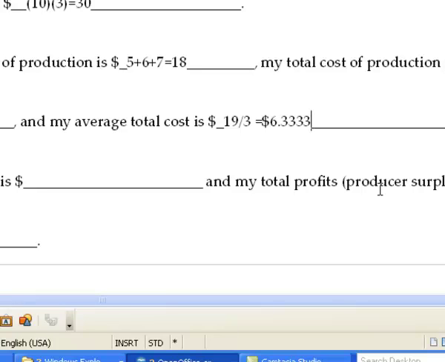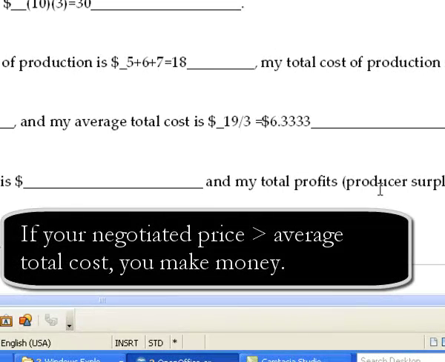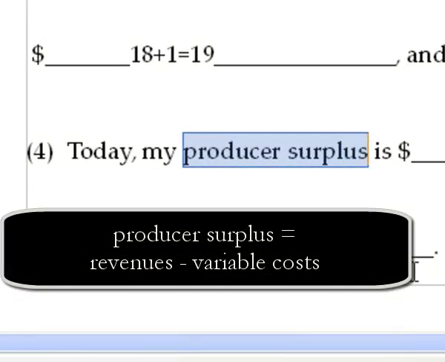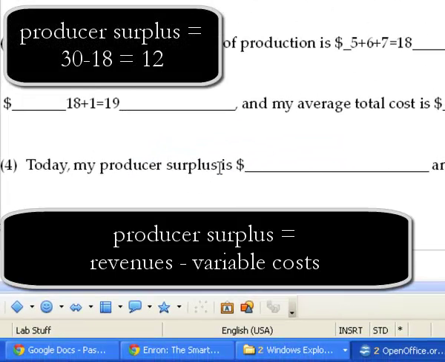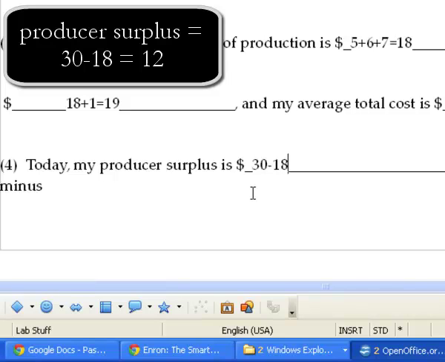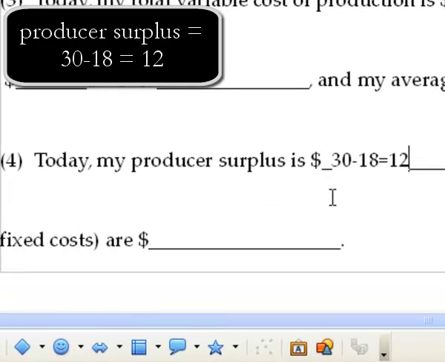And as long as you can get a price above $6.33, you're going to make money. Now, producer surplus. The word producer surplus is not supposed to mean anything to you yet, but it will shortly. And you can just think of producer surplus as profits if you don't include fixed costs. And so you just take your revenues of $30 minus your variable costs of $18, and you're going to get that your producer surplus is $12.